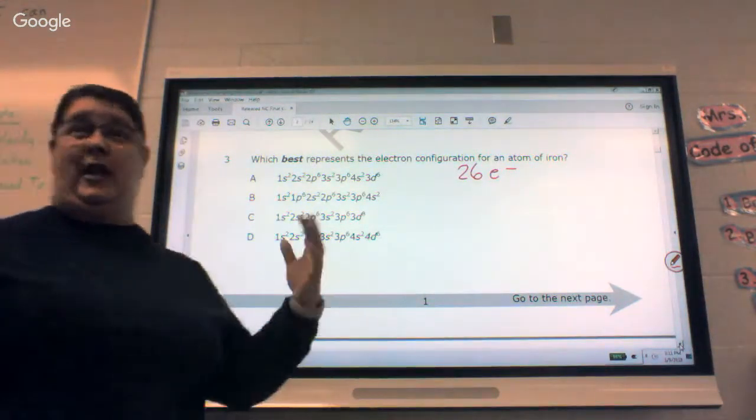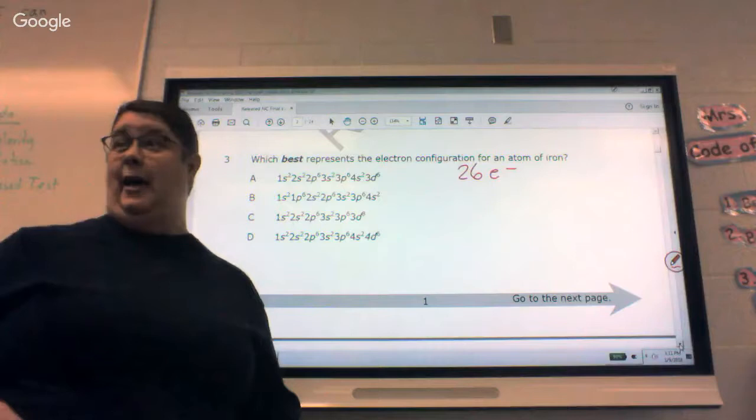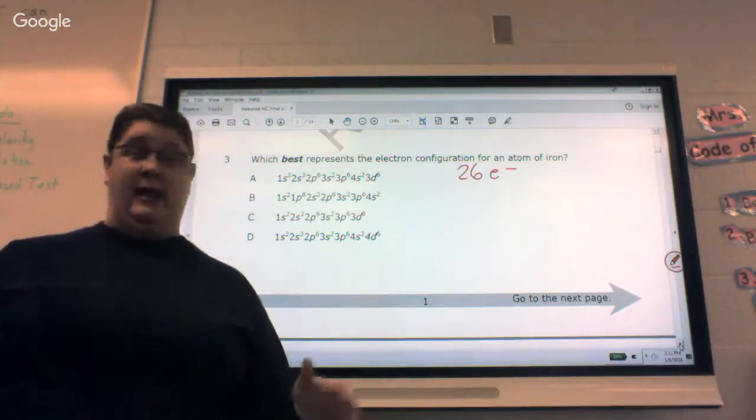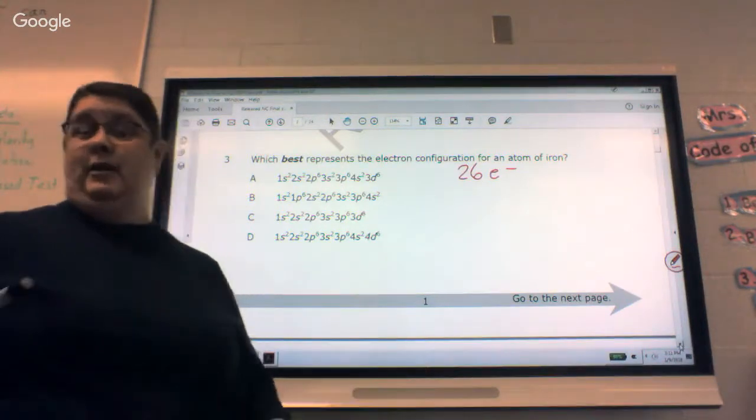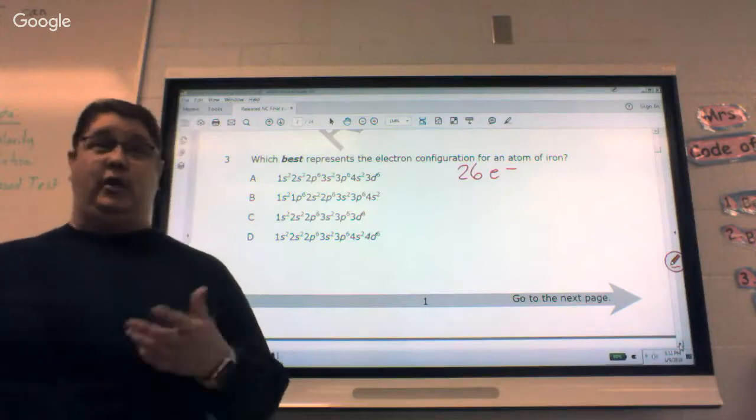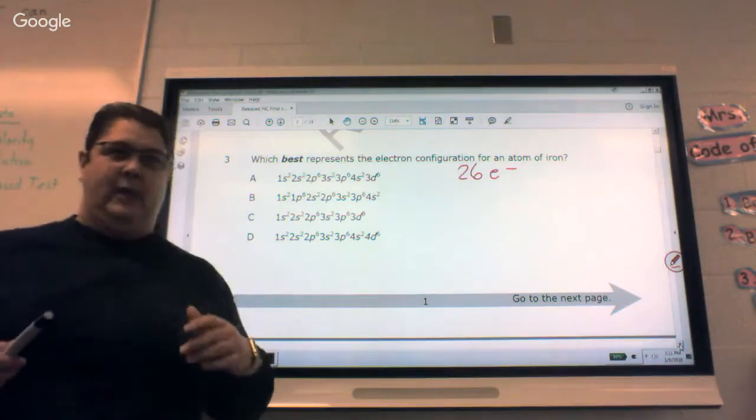All of them have 26, so that won't work for us. Okay? Sometimes that'll work. So that's the first thing. So now we need to look at the periodic table.